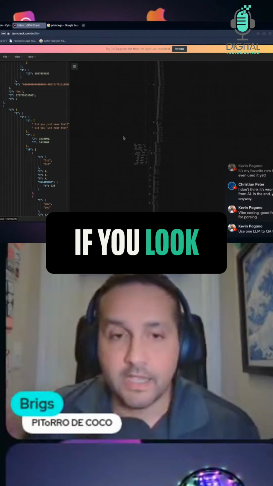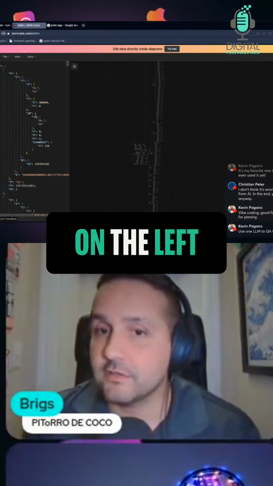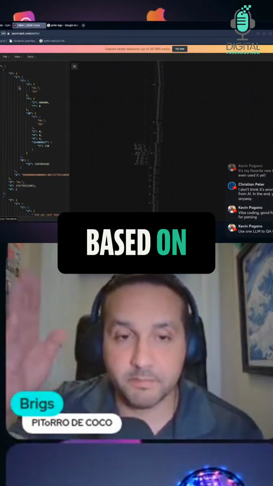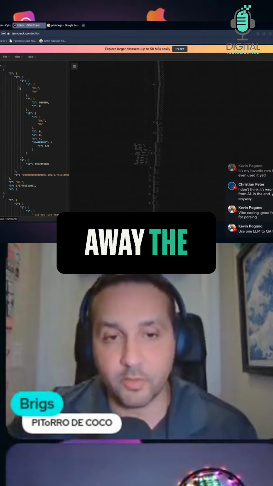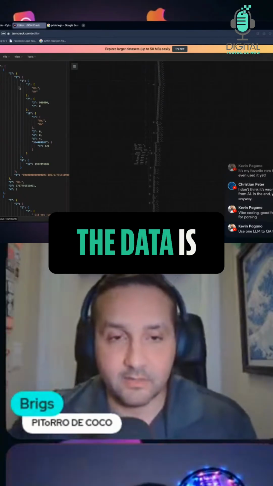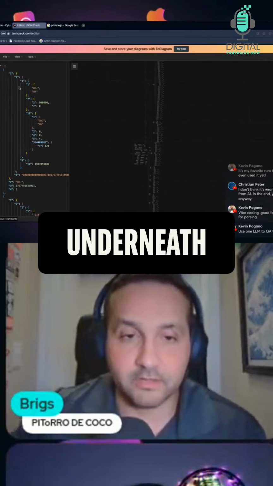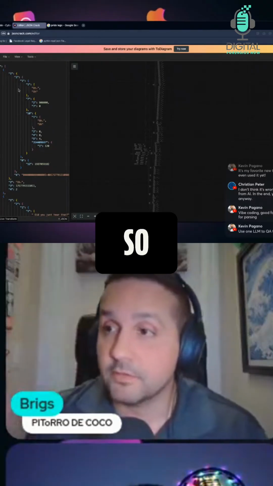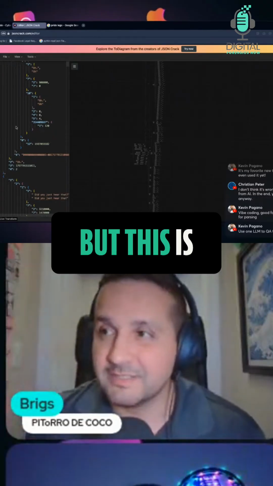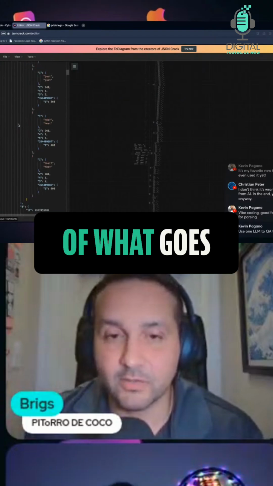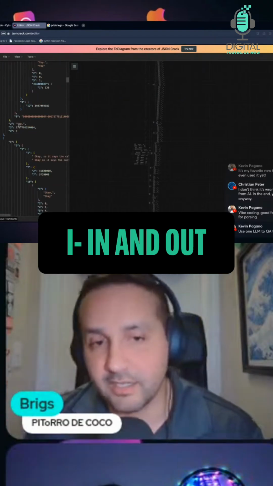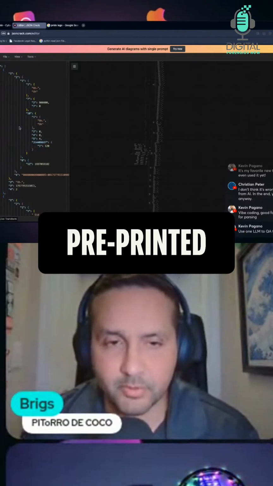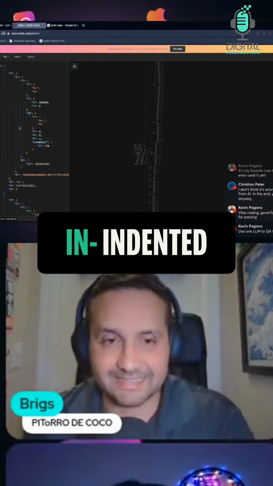Okay, if you look at JSON, as you see here on the left column, it's indented. That means it tells you the relationship based on what position it is, right? The farther away the data is, the more related it is to what's underneath, and the less related it is to what's on the left. So, like a hierarchical structure. But this is hard to make sense of, what goes where, when it's going in and out, in and out, in and out. It's tough, right? If you look at JSON that's pretty-printed or properly indented, it's hard.